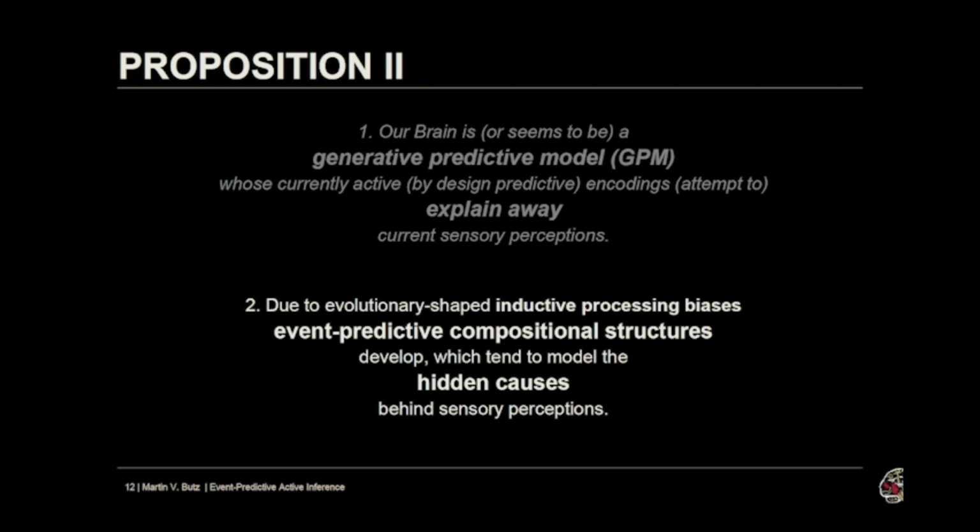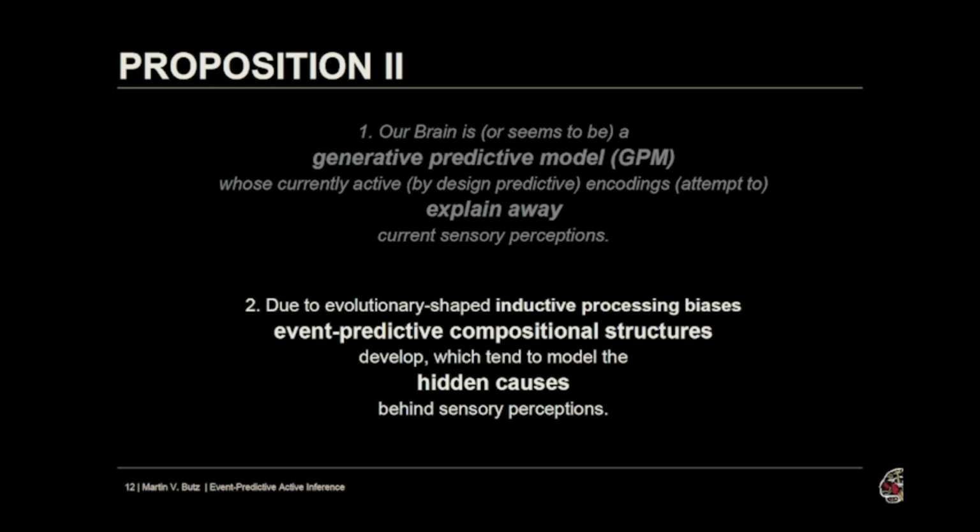Where does this abstraction come from? Starting inevitably from my sensorimotor experiences. And it appears that there is an evolutionary shaped inductive processing bias in our brains, discovered by evolution. I would argue that it biases our predictive model development towards developing event predictive compositional structures, which, because these biases are very suitable and reflect what's going on in the real world, tend to model the hidden causes behind sensory perceptions.